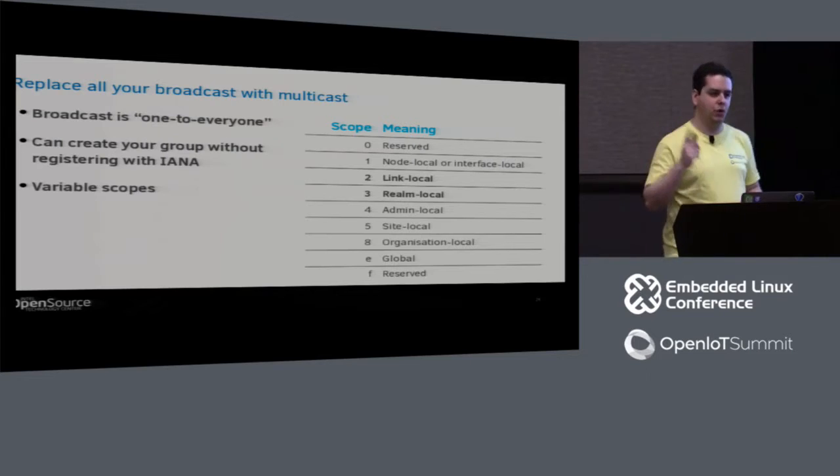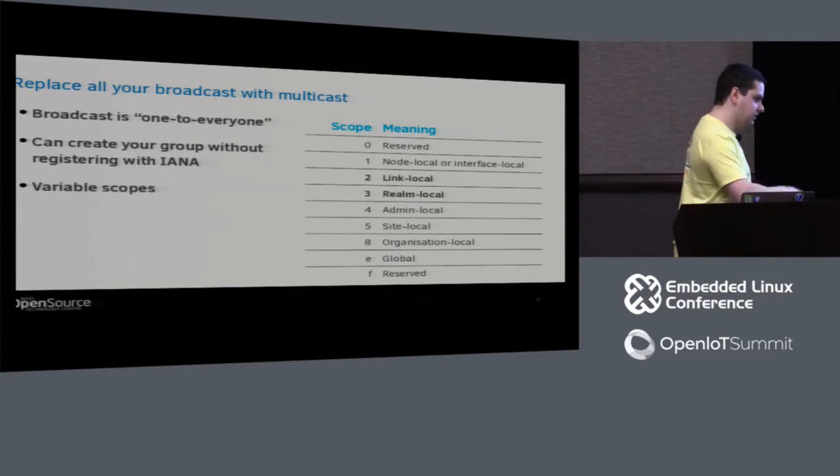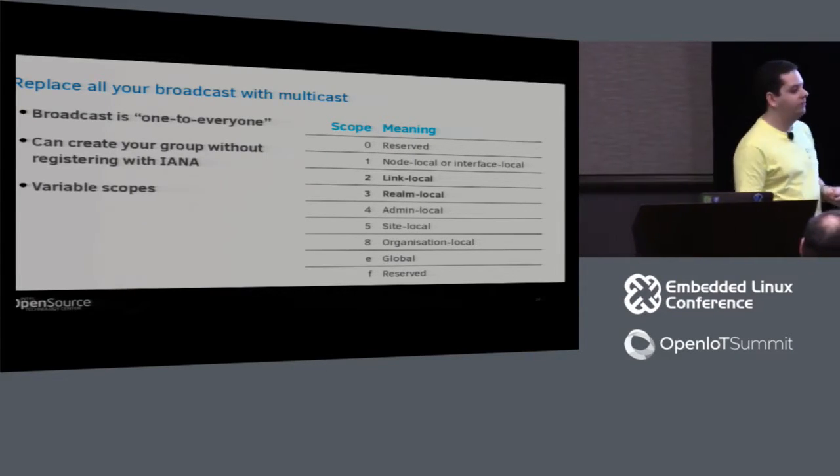So do not use broadcast anymore. You're going to use multicast. And this is the interesting thing: because the address space is so large, you can create them without even consulting the assigned numbers authority. The scopes that I listed, the interesting ones are link local and realm local. More on the realm in a second. I can just send to the ones that are in my network, and I can ask the routers in my network to distribute it further to my site or my organization.